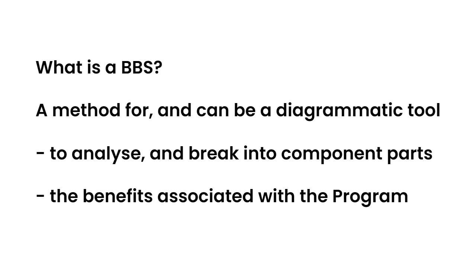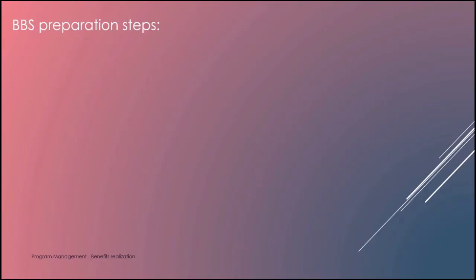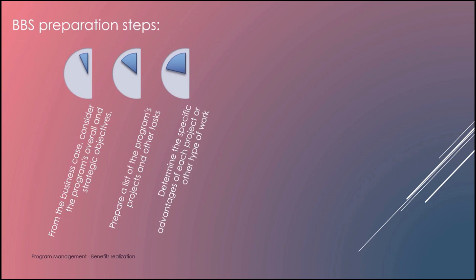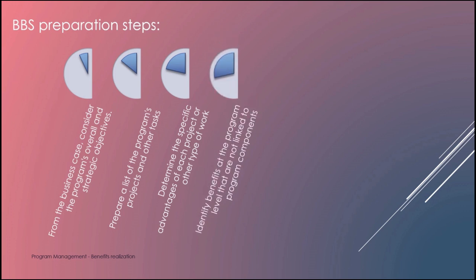So, what are the steps involved in constructing a BBS? A benefits breakdown structure construction steps may include the following. 1. From the business case, consider the program's overall and strategic objectives. 2. Prepare a list of the program's projects and other tasks. 3. Determine the specific advantages of each project or other type of work. 4. Identify benefits at the program level that are not linked to program components.